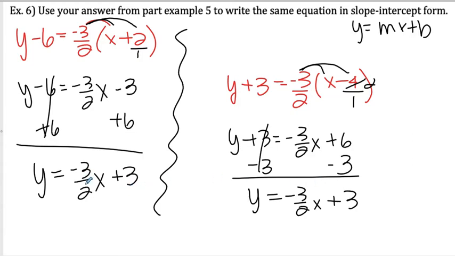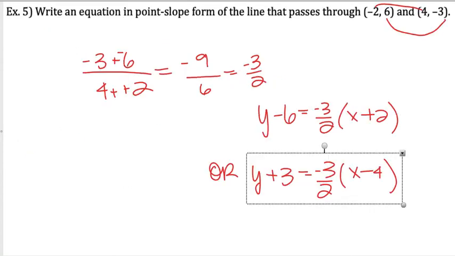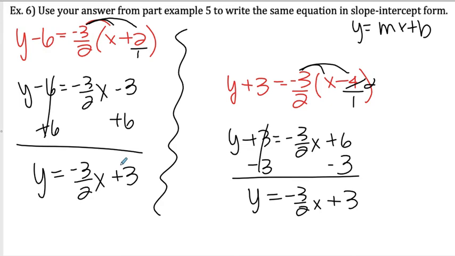And look, we now have equivalent equations, which should happen because we had the same correct answer, because these were both correct on example 5. When we rewrite them in slope-intercept form, you should get the same thing. So that is how you convert to slope-intercept form, and you'll practice that some more as we go through class.